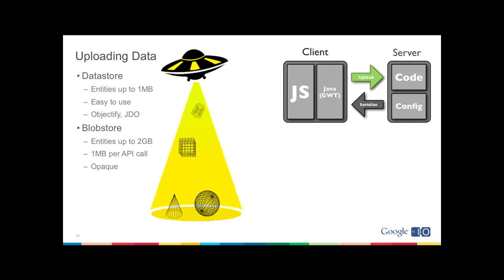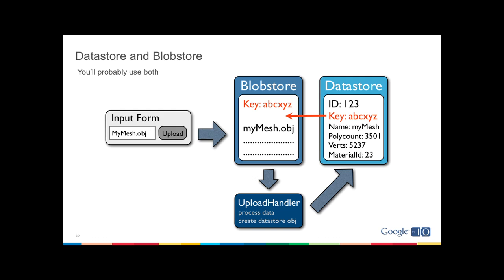Blobstore entities can be up to 2 gigs, which is really nice. And you upload them all as a single blob, but then when you want to read or write them programmatically, you have to do so in 1 meg chunks. So it's a little bit more opaque, but it's a lot more efficient. And you'll definitely need it if you're doing mesh data. What you will most likely do is upload your data into Blobstore, and then create a Data Store wrapper for each object that pulls out a few important properties that you want to have really available. And then you'll store the blob key of the blob, and you'll use the two together.